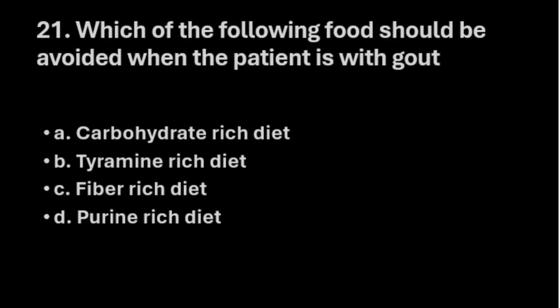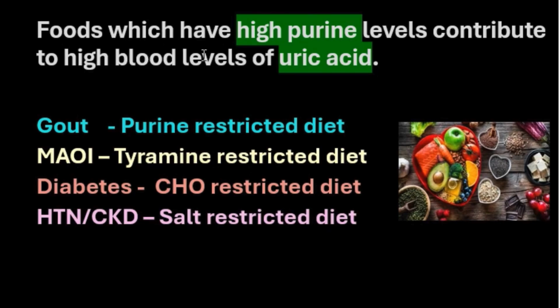Next question. Which of the following foods should be avoided when the patient is with gout? Option A, carbohydrate rich food. Option B, thiamine rich food. Option C, fiber rich diet. And option D, purine rich diet. So in gout, which kind of diet is restricted? The right answer here is purine rich diet.